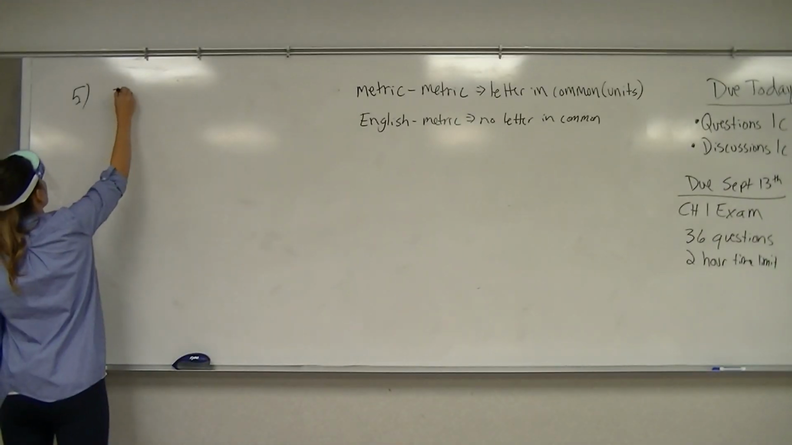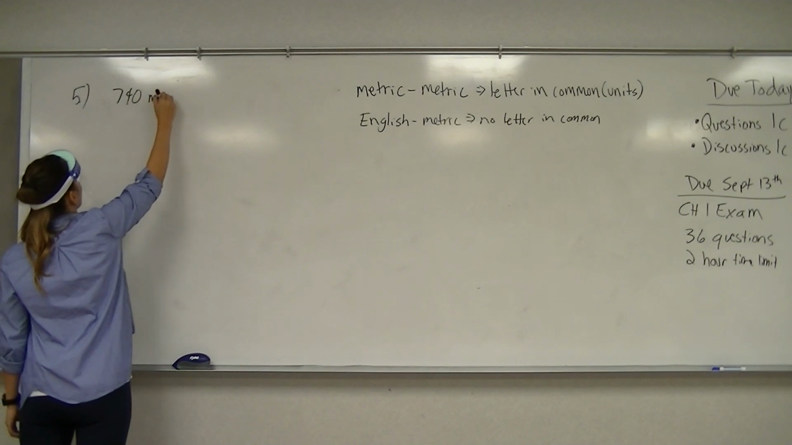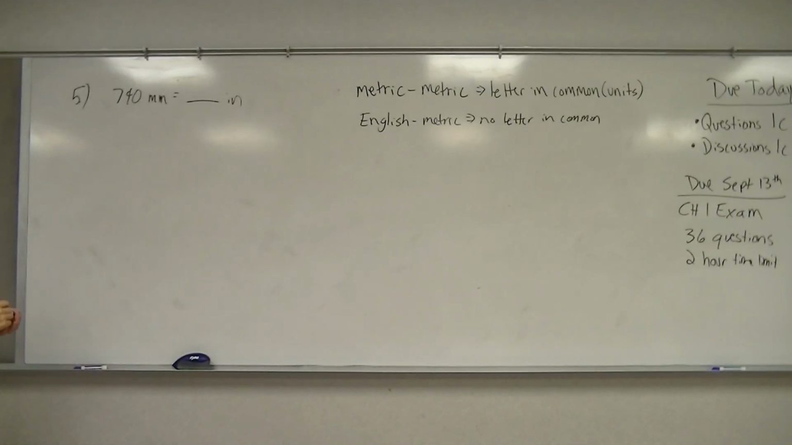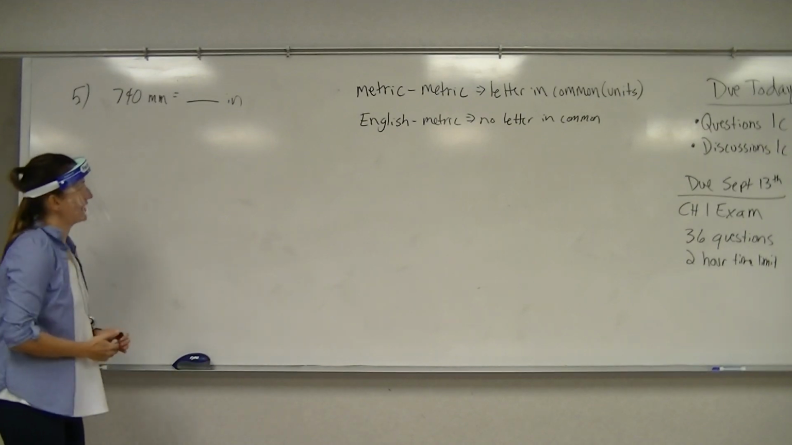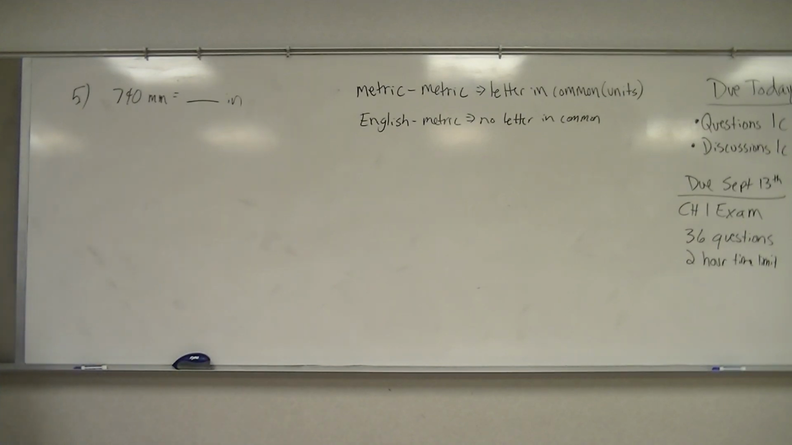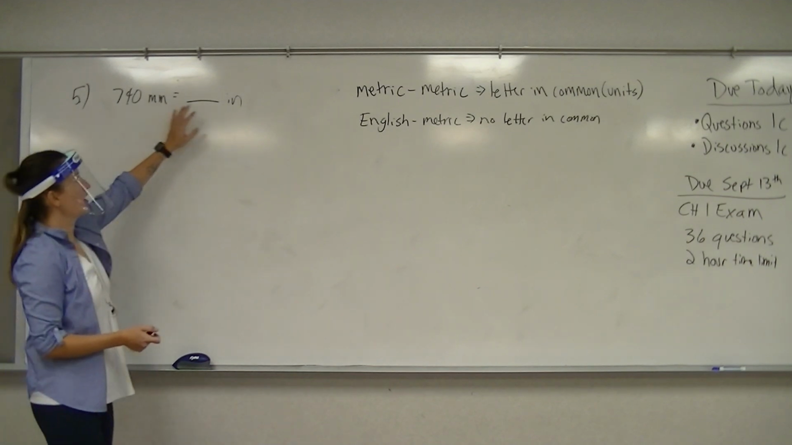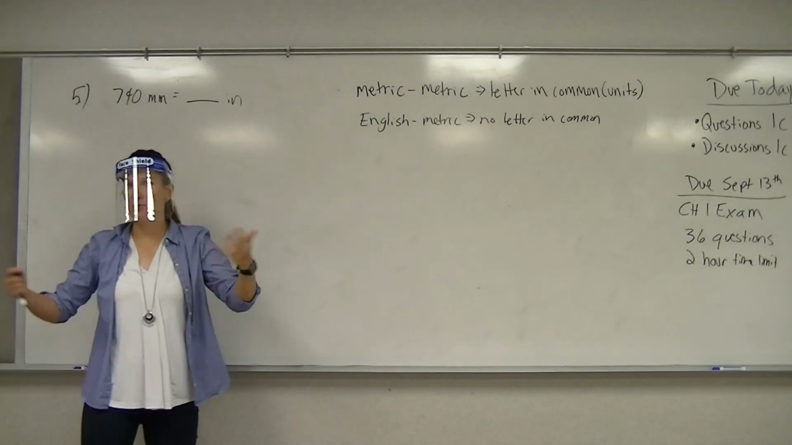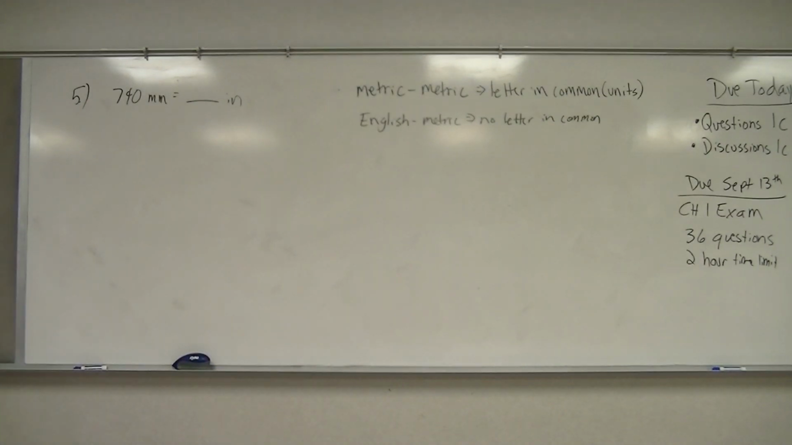And 740 millimeters to inches. So what type? Is it metric to metric or English to metric? English to metric. We don't have a letter in common. And you might even realize that inches, well, that's English. That's what we use here in the US. So it's definitely not metric.